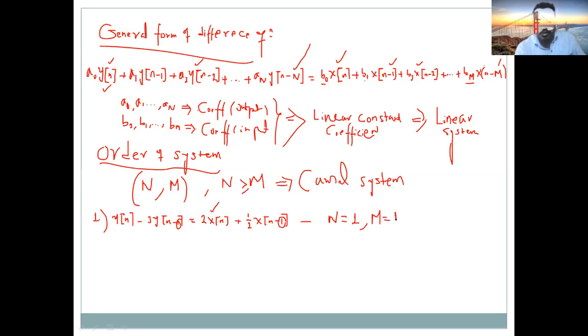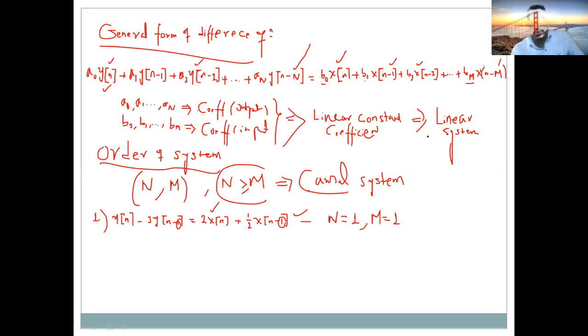So if N is greater than or equal to M, our system is what? Causal system. So this system is a causal system with order 1. This is a first order difference equation. Is it linear or not?